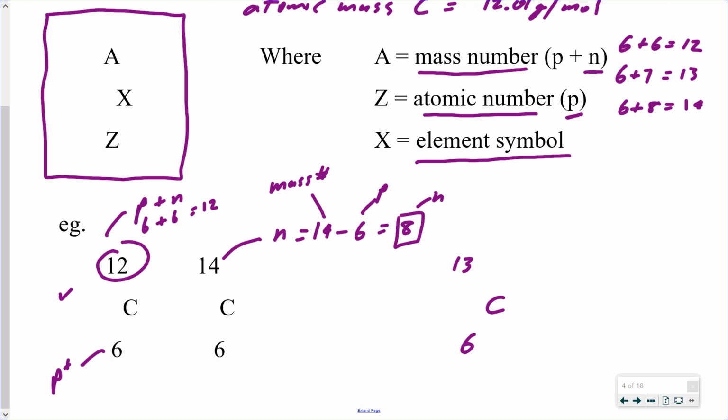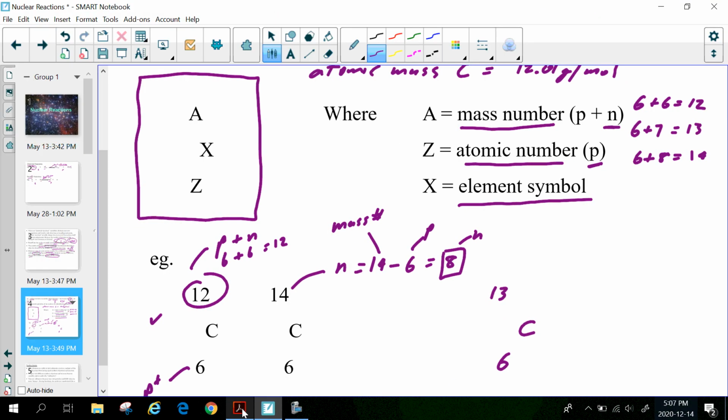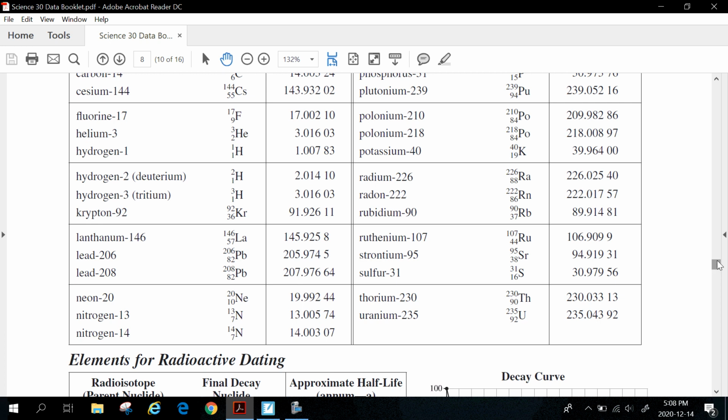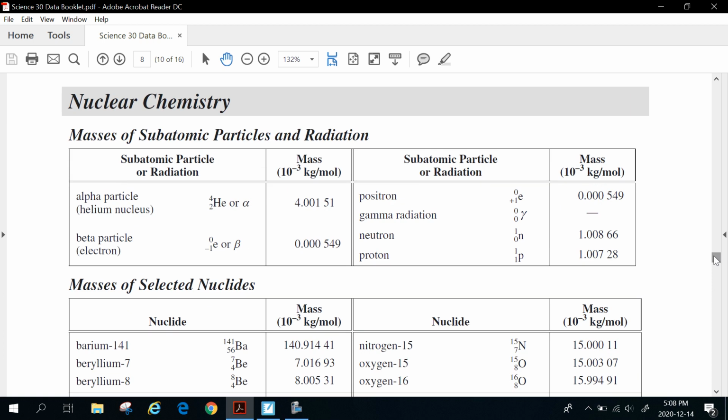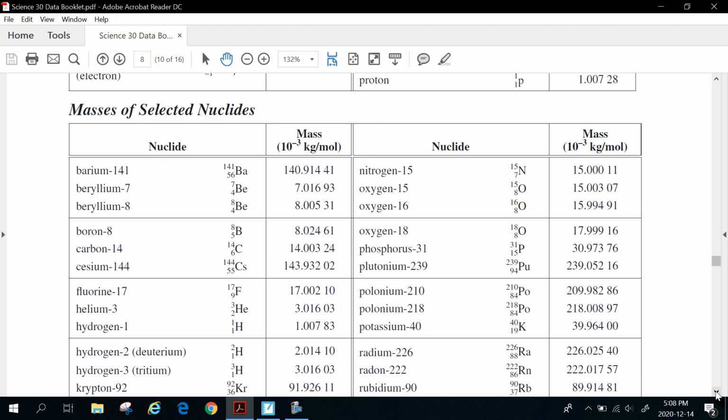I'm just going to exit out of here for a minute and go to the data booklet to show you a couple of things. This page that I'm showing you here is the one for nuclear chemistry. This is page 8 in your data booklet. There's a bunch of information on here that we will be referring to. These particles, alpha, beta, gamma radiation, I'll talk about shortly. Down in the table here, we have certainly not all of the different radioactive isotopes, but a selection of them.